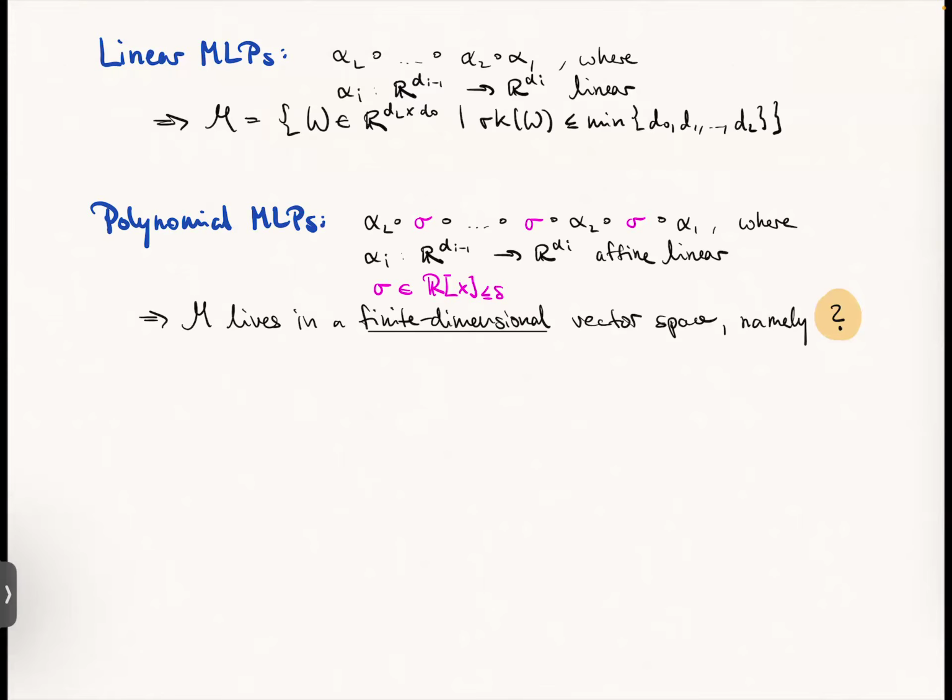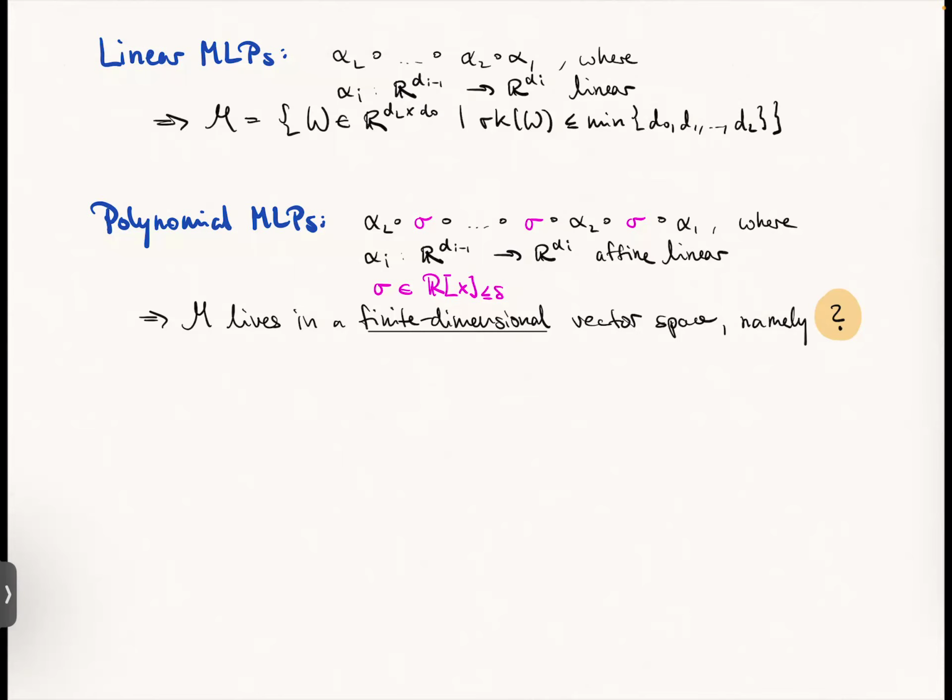Okay, and so as I tried to tell you, I care a lot about algebraic networks. And so for the MLP setting, multilayer perceptron setting, this would mean I'm interested in deep, fully connected neural networks where the activation function is not linear, but is maybe some polynomial of degree delta or something, okay? And then I cannot just easily tell you what the neuromanifold is, like in the linear case, of course, but I can tell you that it lives in a finite dimensional vector space.